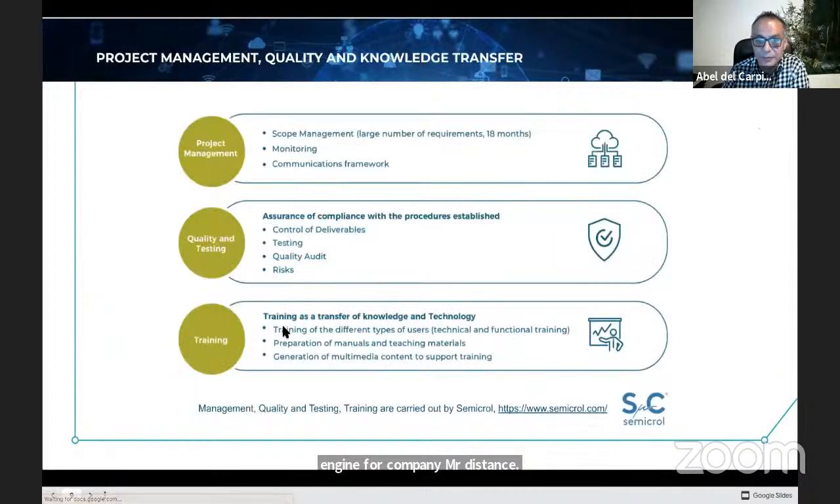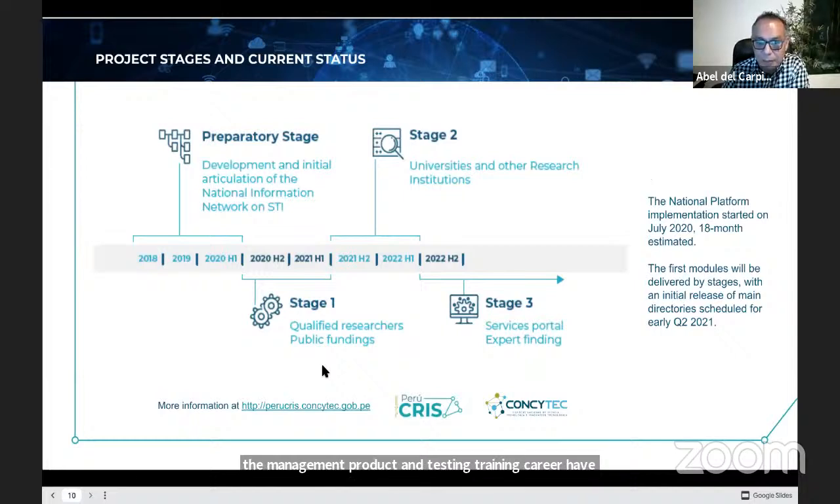The design and development is carried out by 4Science, and the management, quality, and testing training are carried out by Semicro. An initial partial release will be in the second quarter of 2021.